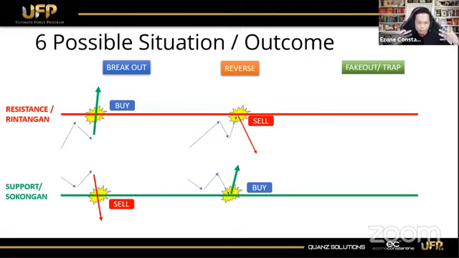I want you to understand first, what are the 6 possible situations or outcomes when the price is near the resistance and support?